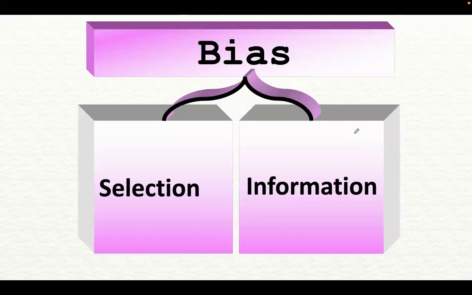Bias has two categorizations: selection and information. There are numerous ways of classifying and naming the different types of bias. In general, there are two types: selection and information. Information bias can also be known as observation bias.